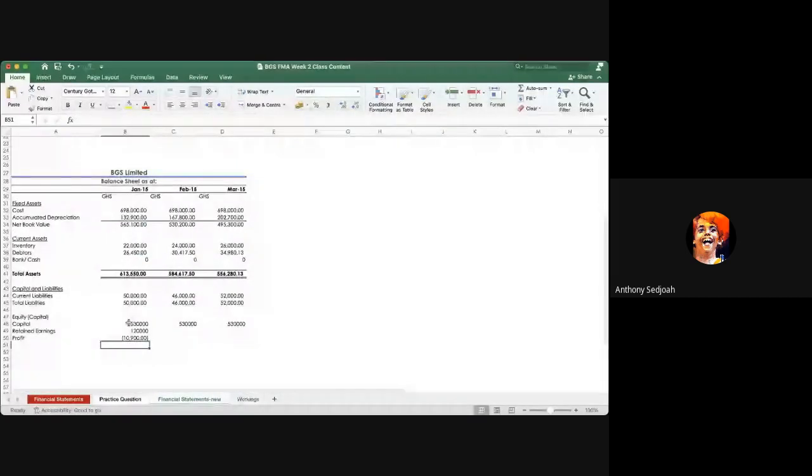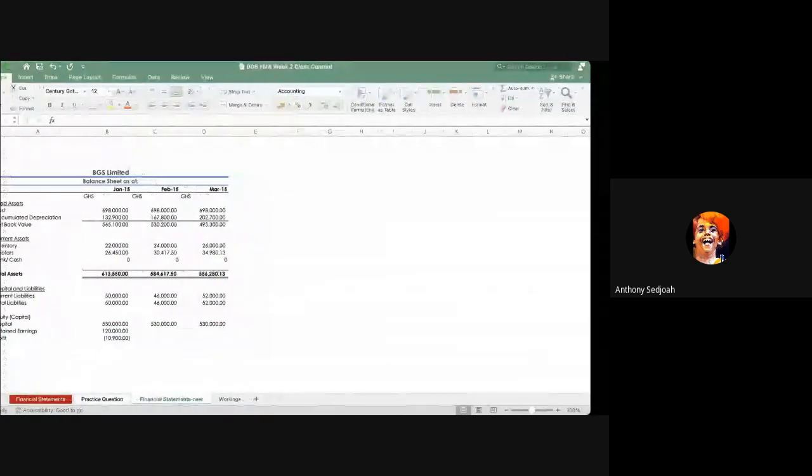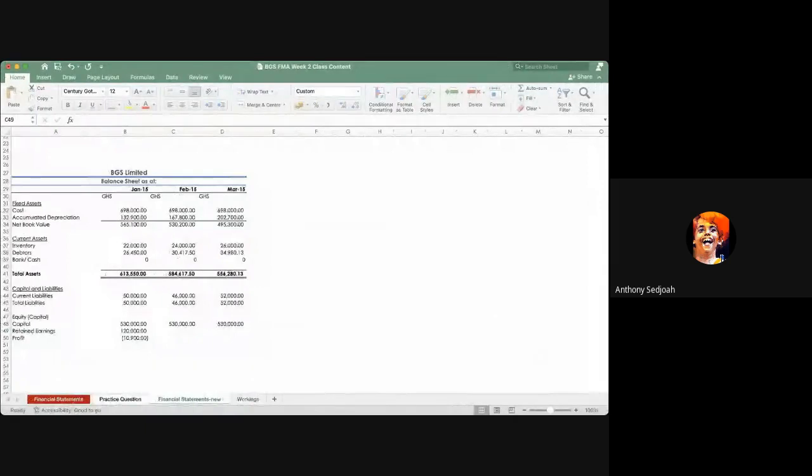Okay. So let me format my numbers here. So your opening capital plus your retained earnings plus any profit or loss you made in that period will give you your total equity.